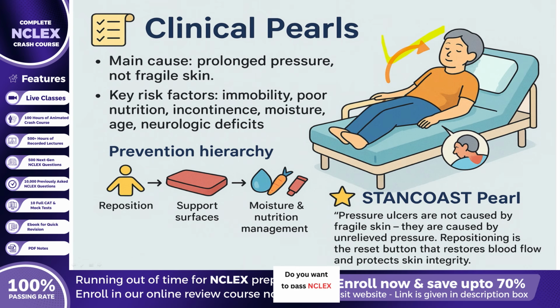The pathophysiology of pressure ulcers is always about prolonged pressure causing ischemia and necrosis. Key risk factors include immobility, incontinence, poor nutrition, advanced age, and neurologic impairment. The prevention hierarchy begins with repositioning, followed by support surfaces, moisture and nutrition management, and finally, topical skin protection. For NCLEX strategy, always choose the intervention that removes the underlying cause, in this case, relieving pressure.